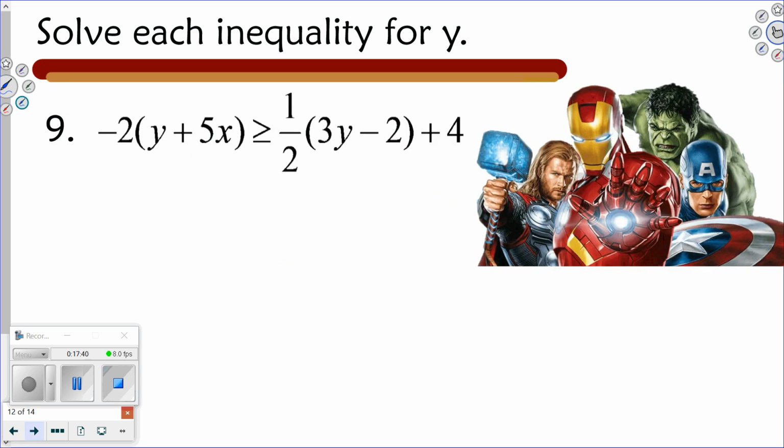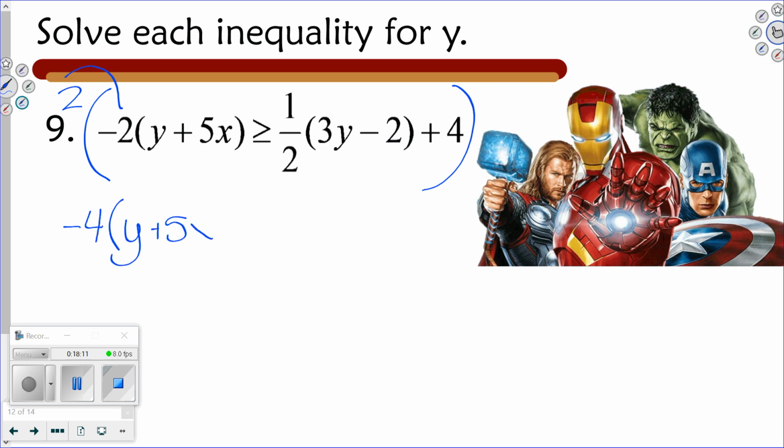Ooh, number 9. Isn't that pretty? You're like, wow, that just went from not so bad to that's kind of terrible. Let's get rid of the fraction. So I have to multiply by what? 2. What do I multiply by 2? Everything but the parentheses. Good. So we're going to have 2 times negative 2. Ignore the parentheses. That just comes down, right?